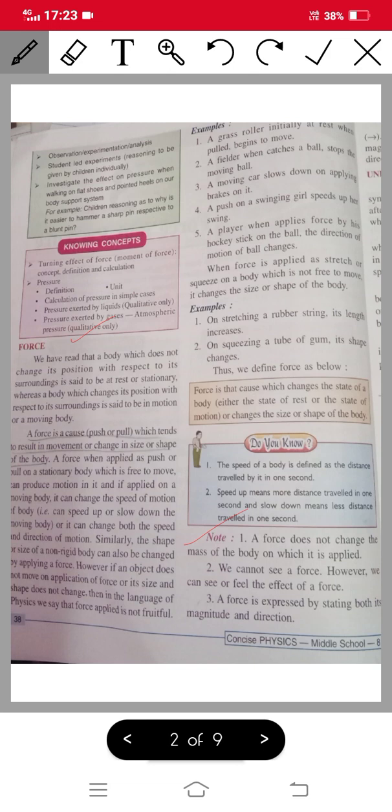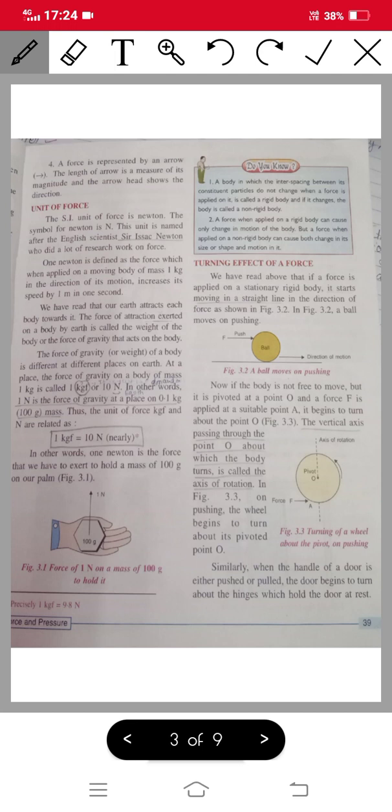A force is expressed by stating both its magnitude and direction. So we can express a force by both how much force we have given, that is the magnitude, and the direction of the movement of the body in which we have given the force. A force is represented by an arrow. The length of the arrow is a measure of its magnitude and the arrowhead shows the direction. Then what is the unit of force?